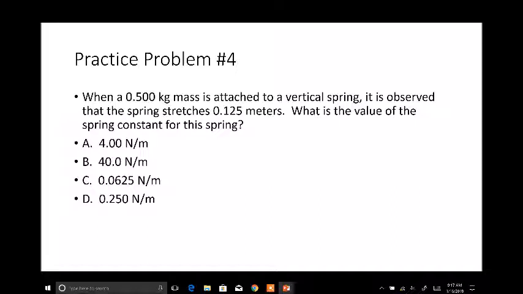So in this problem, we're going to use Hooke's law. Now remember, Hooke's law is F equals negative kx. We're trying to find the spring constant, so we're going to solve this out for k. So negative k is going to be equal to F divided by x.